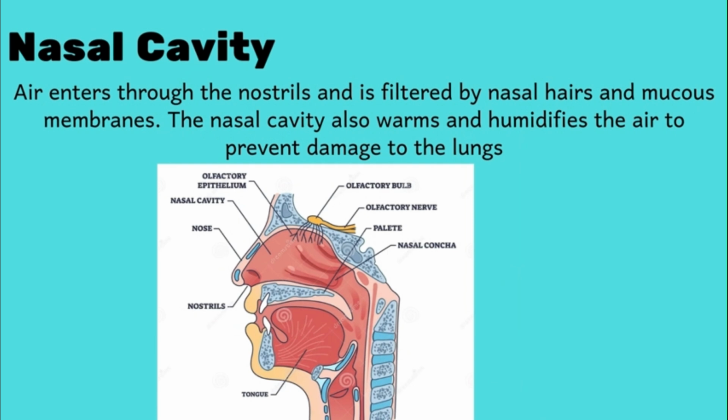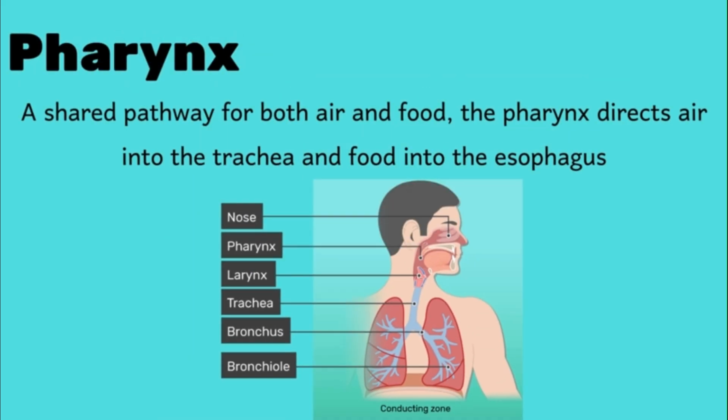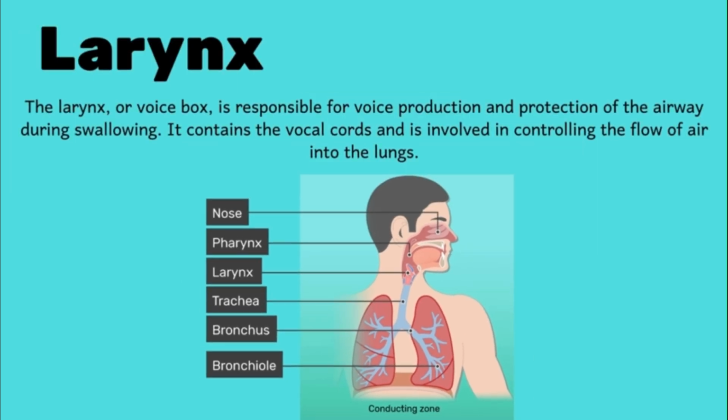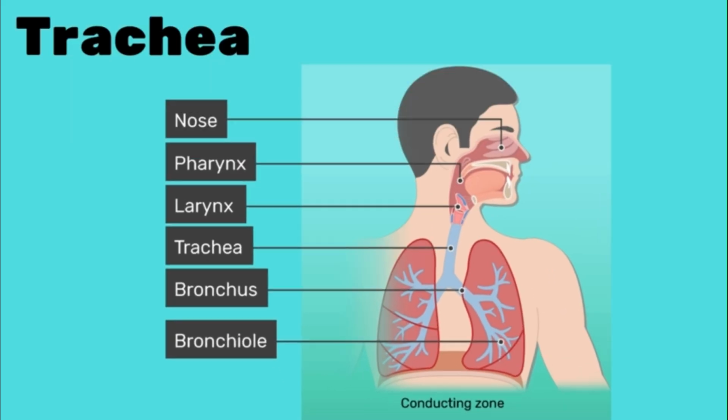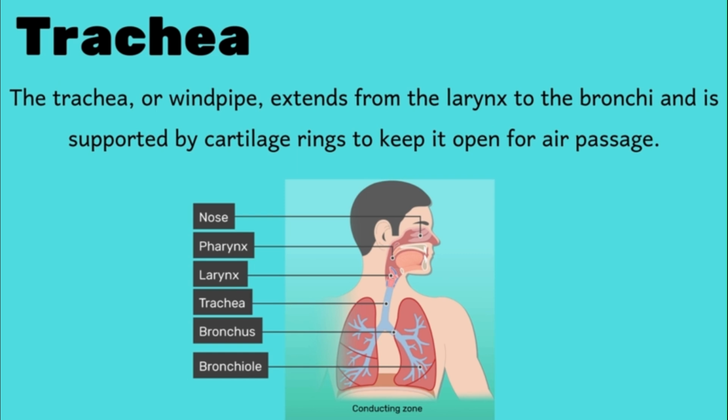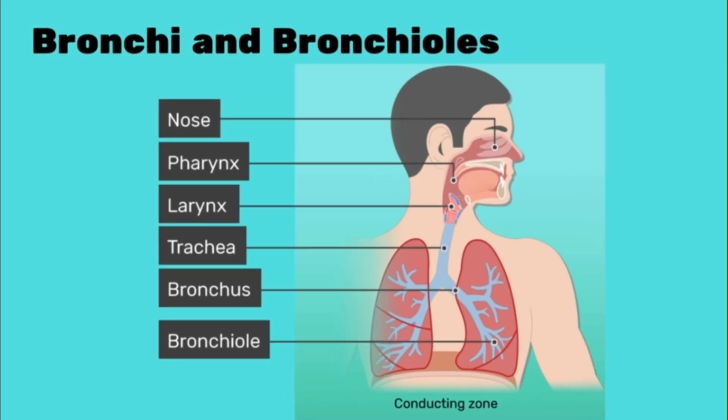Nasal cavity. Air enters through the nostrils and is filtered by nasal hairs and mucous membranes. The nasal cavity also warms and humidifies the air to prevent damage to the lungs. Pharynx. Shared pathway for both air and food, the pharynx directs air into the trachea and food into the esophagus. Larynx. The larynx, or voice box, is responsible for voice production and protection of the airway during swallowing. It contains the vocal cords and is involved in controlling the flow of air into the lungs. Trachea. The trachea, or windpipe, extends from the larynx to the bronchi and is supported by cartilage rings to keep it open for air passage. Bronchi and bronchioles.